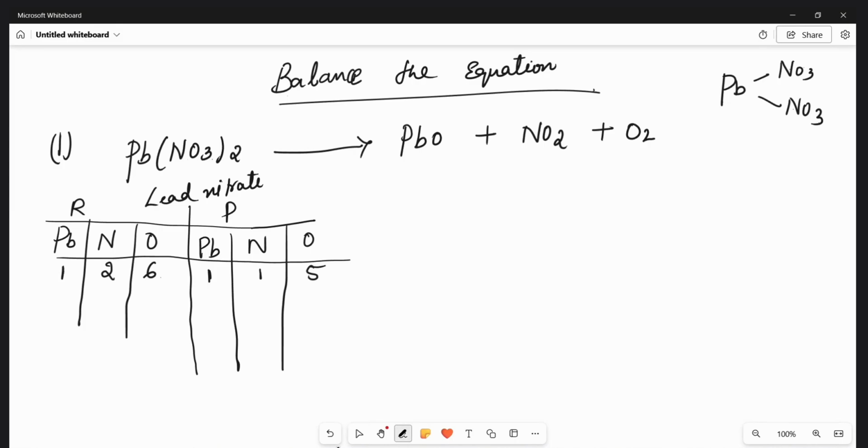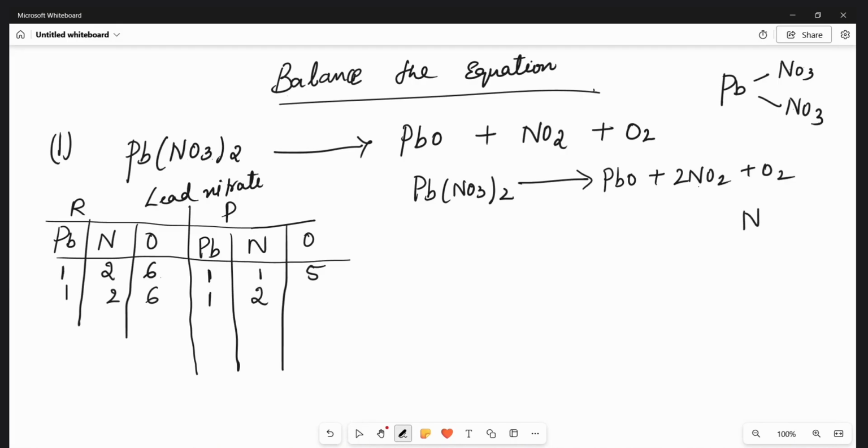So what we have to do is make this 2NO2. So Pb(NO3)2 gives PbO plus 2NO2 plus O2. Here I have not changed anything in the reactant, so it will be 1, 2, 6. Here PbO lead is 1, nitrogen 2. 2NO2 means 2 NO2 groups are there. That is the meaning.